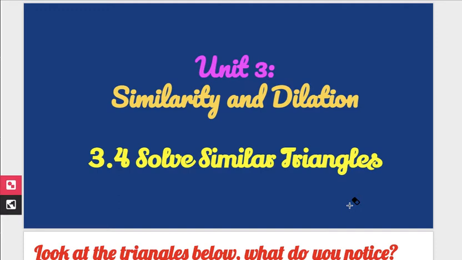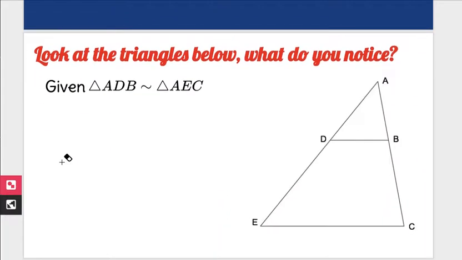Hello everyone, today we are going to continue our conversation about similarity, and today we are going to go back to check similar triangles again, but we're going to look at their corresponding sides in a little bit different way. So before we start, let's quickly check this example here.